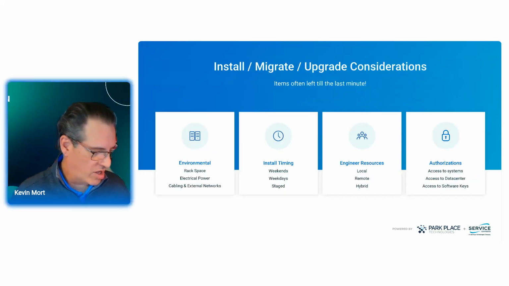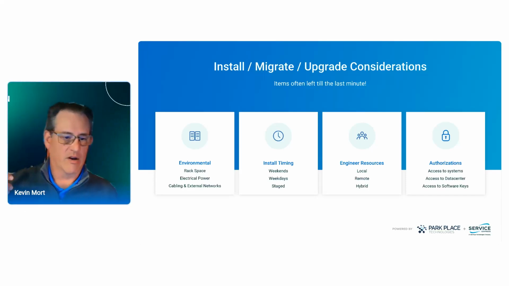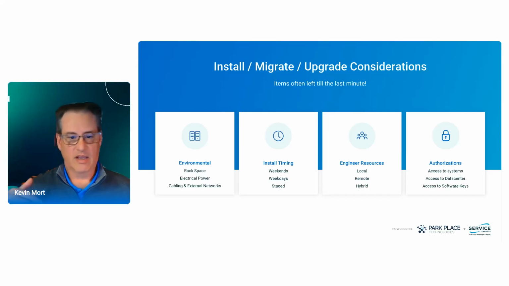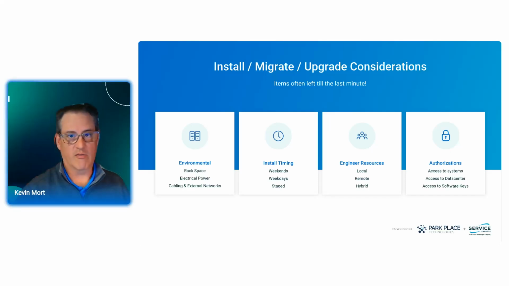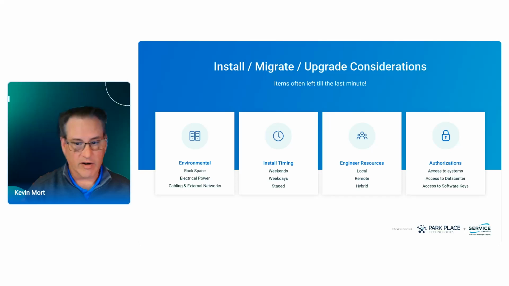So just overall, some considerations on migrations and upgrades. Environmental: rack space, power, cabling, right? We mention this in every upgrade. Install timing. Do you want to do it on weekends, weekdays? Is it staged in? We're going to do one now, one later. Are we upgrading one system, testing it, then upgrading another?